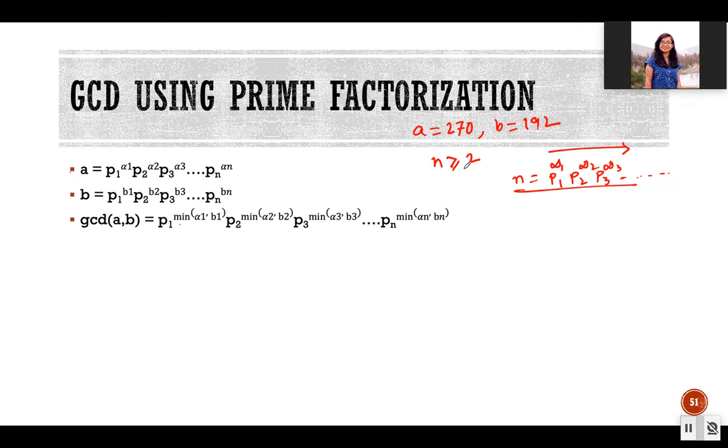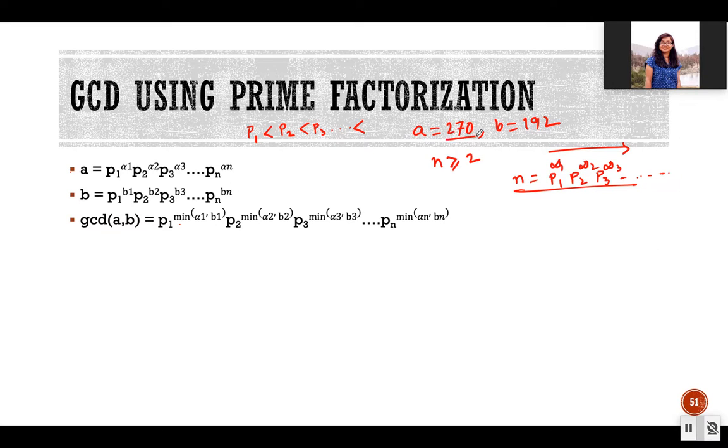So every value n greater than or equal to 2 can be represented in this form, where each of p1, p2, p3 is a prime number, and they are sorted in ascending order. So here p1 is less than p2, p2 is less than p3, like that, and we can do it like that.